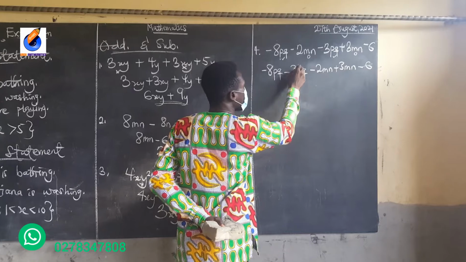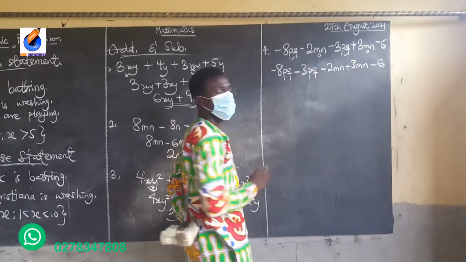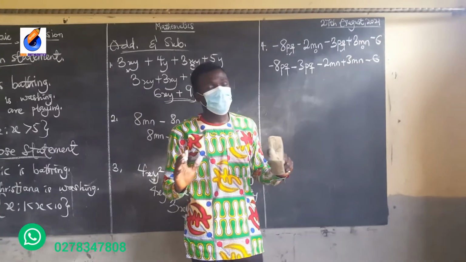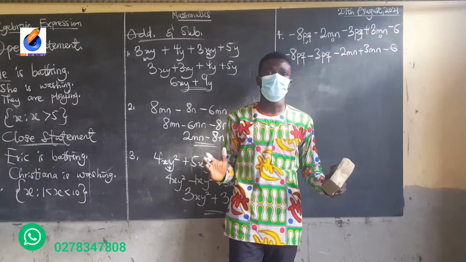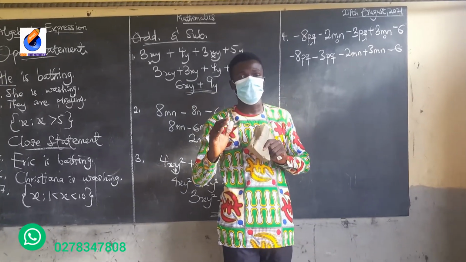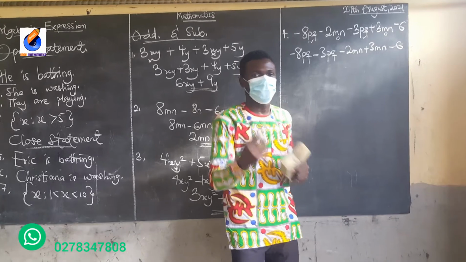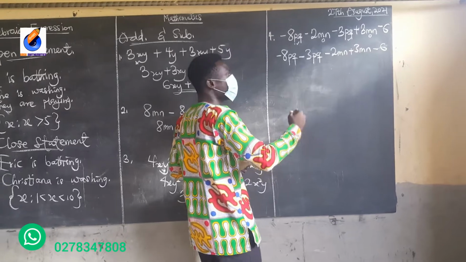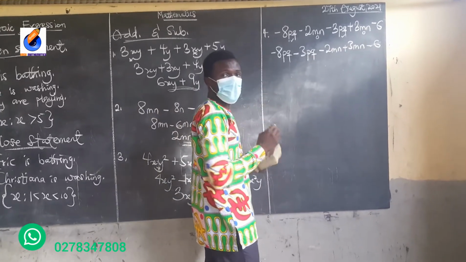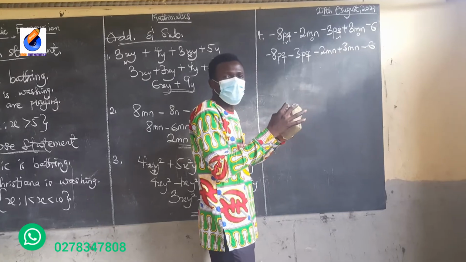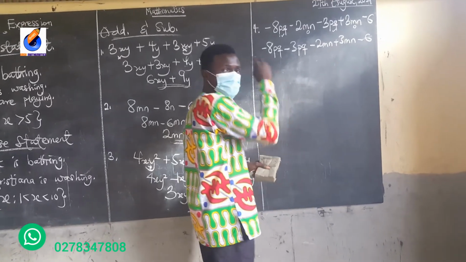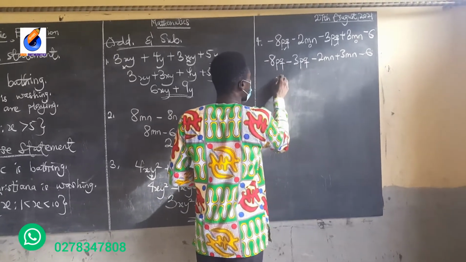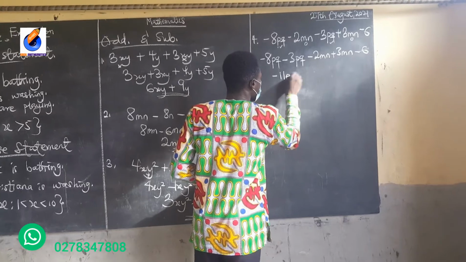8pq minus 3pq. Now let me give you this clue. In mathematics, anytime you do addition or subtraction or multiplication, when it comes to the subtraction aspect, assume that you are owing. So we are owing 8 cedis, or let's say we are owing 8 somewhere, and we are owing another person 3. In all, if I bring it together, I'll still be owing. So I'll still owe 11. So negative 8 minus 3 will give me negative 11pq.